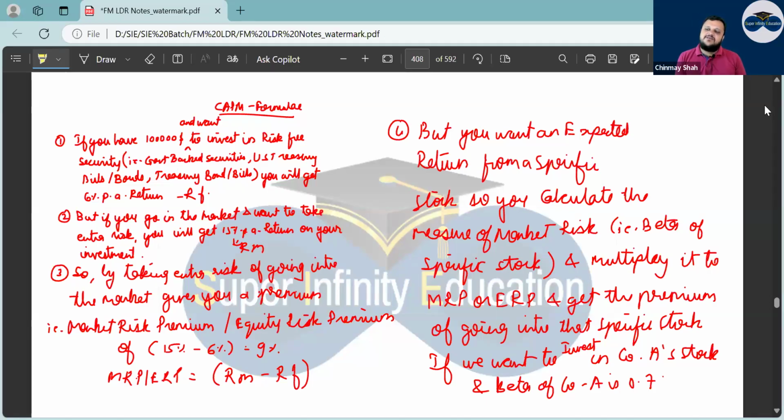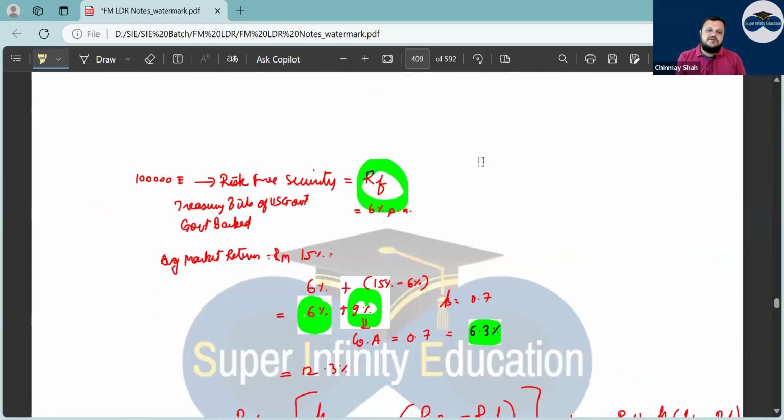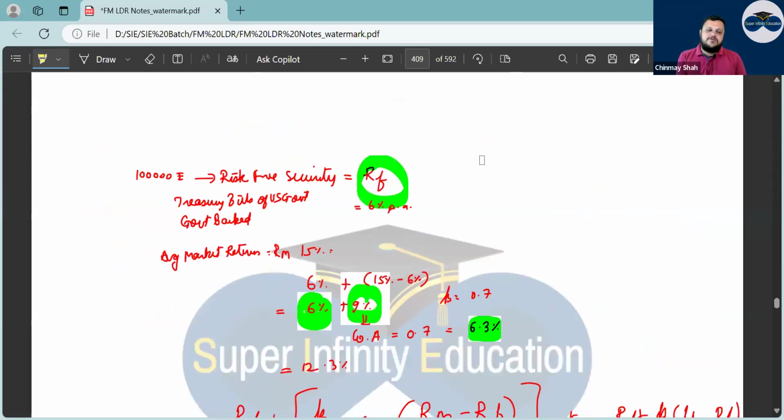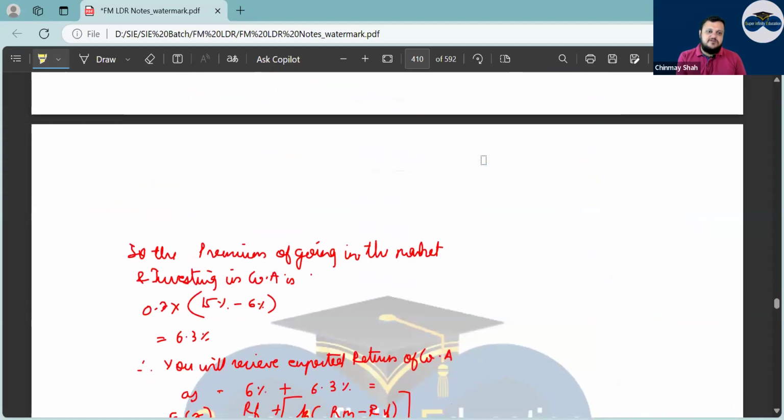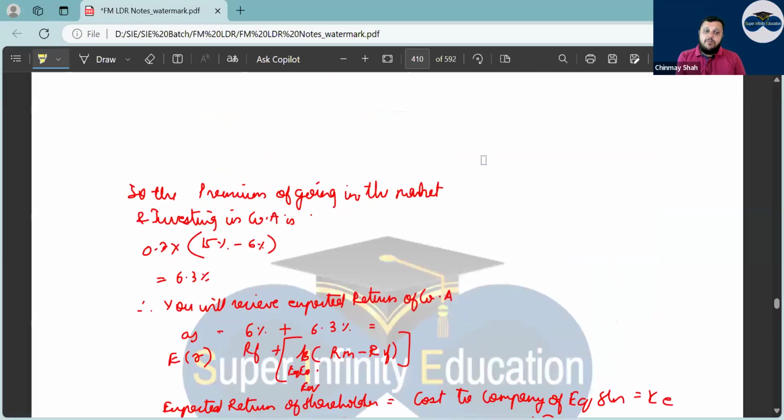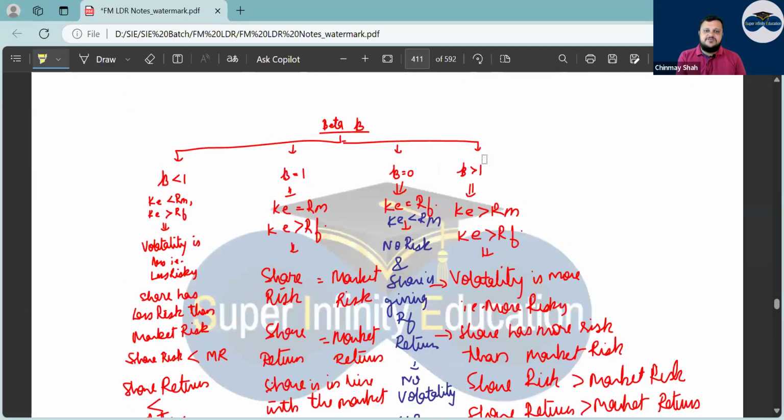But sir, I want to know exactly how much I will get if I go into company A stock. Then take the beta equity of company A and multiply it with the premium. So see, 6 plus 9% is nothing but RM, correct? But when you want to go specifically into company A, then you do 6% plus 0.7 into (15% minus 6%), correct? This is how things work out.